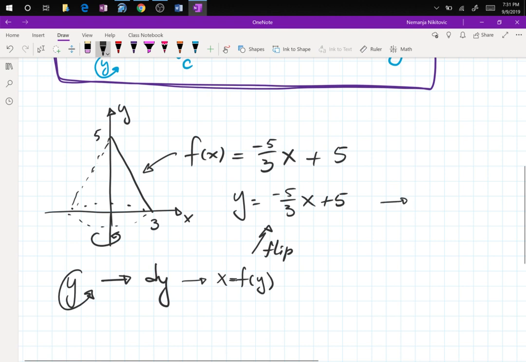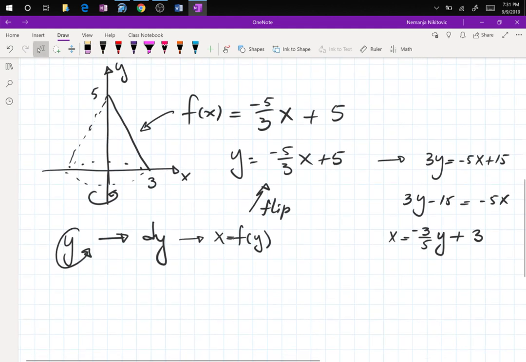So to flip it, we can multiply everywhere, let's say by 3 first. Why not? Multiply everywhere by 3, you get 3y is equal to negative 5x plus 15. Then 3y minus 15 is equal to negative 5x. And then divide everywhere by negative 5. So x equals negative 3 over 5 y plus 3. So when we flip, we get the formula we get to use.